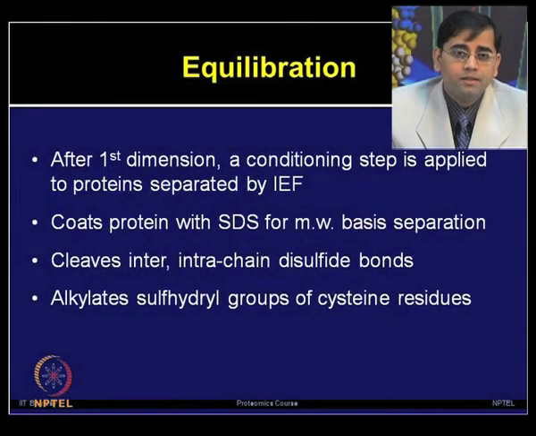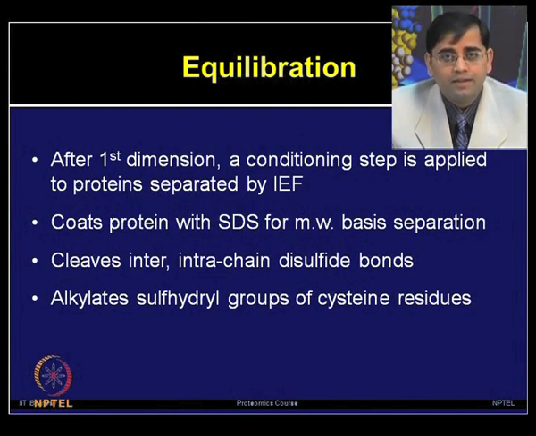After the first dimension separation is done, you need to coat the protein with SDS to make it compatible for SDS-PAGE. So, you need to coat with SDS, sodium dodecyl sulfate, which is an anionic detergent, and it provides negative charge later on for separation in the electrophoretic field. The equilibration step performs cleavage of both inter and intra chain disulfide bonds, and it alkylates the sulfhydryl groups of the cysteine residues.